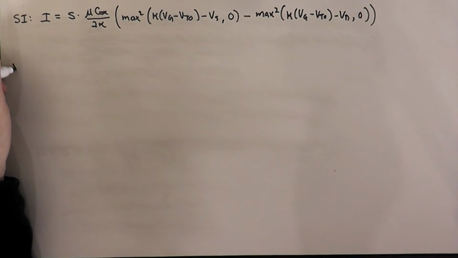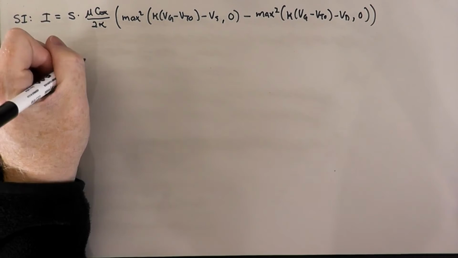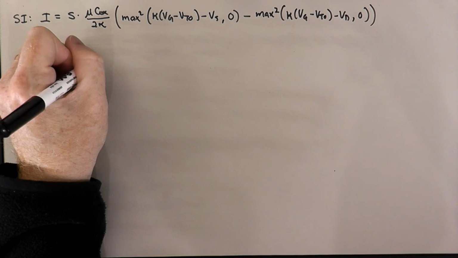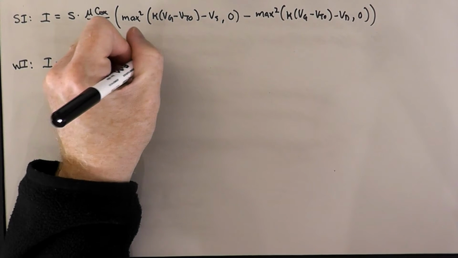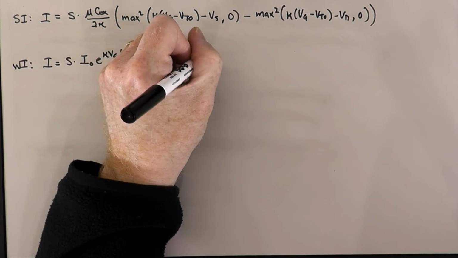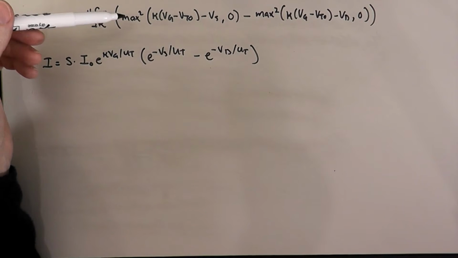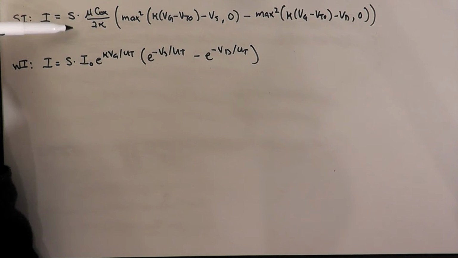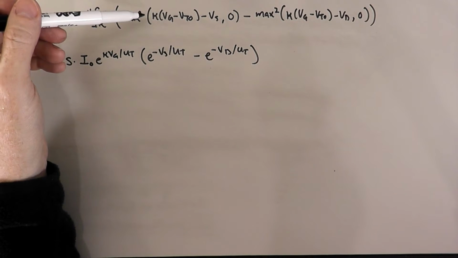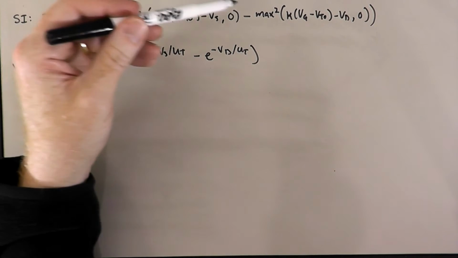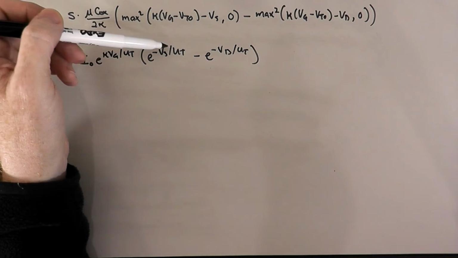And the weak inversion model was I equal to S, the strength ratio, times I0 e to the kappa Vg over Ut times e to the minus Vs over Ut minus e to the minus Vd over Ut. Now, even just comparing these two forms, we start to see some similarities. For instance, they're both proportional to the strength ratio S, and we've got this kind of prefactor here, and then we've got that multiplied by the difference of two functions that are identical, except one has Vs in it and one has Vd in it. And they both even have a minus sign.